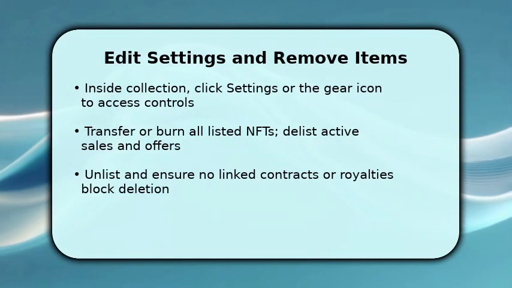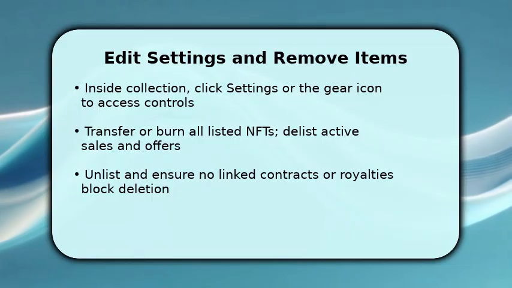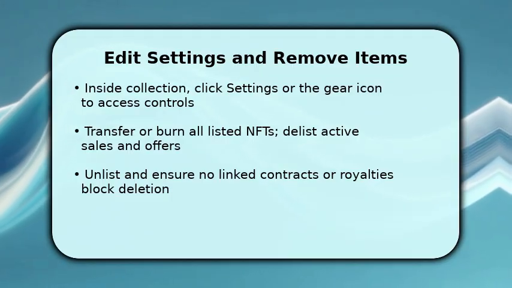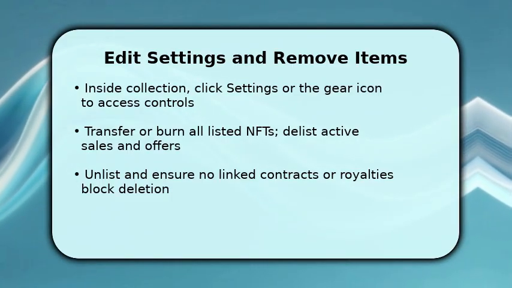You now enter settings and check for active listings, royalties, and linked contracts. First, delist any active sales and cancel offers. This frees items from marketplace constraints.